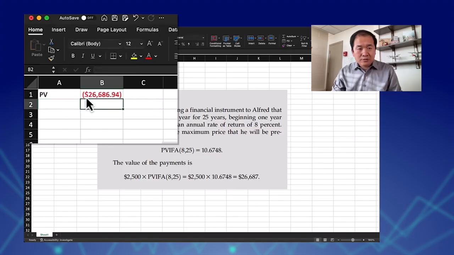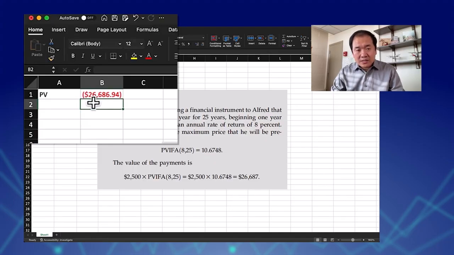You type in enter, and you'll see the total present value of this series of payments is $26,686.94. That's what we see here. The slides use a different way to calculate this, which is to use the present value factor times the annual payment. But we can just use the Excel equation to calculate the present value of the series of payments directly.